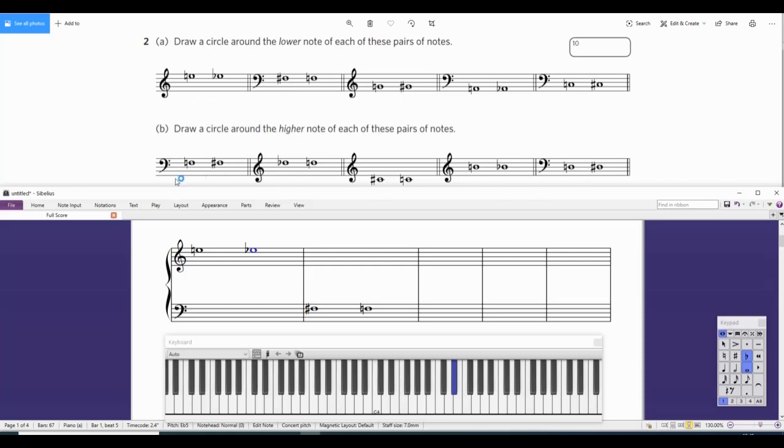So you could now have a little look and a study of this question here and have a little go at it. So that is accidentals, naturals, flats and sharps.